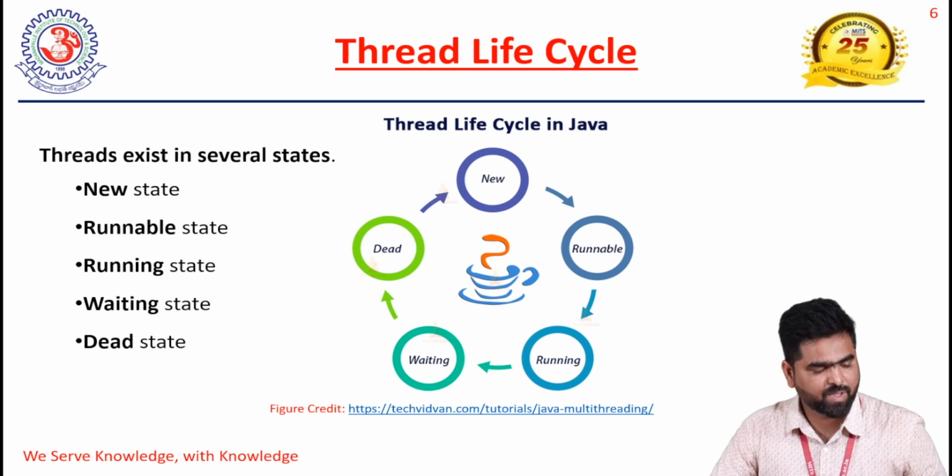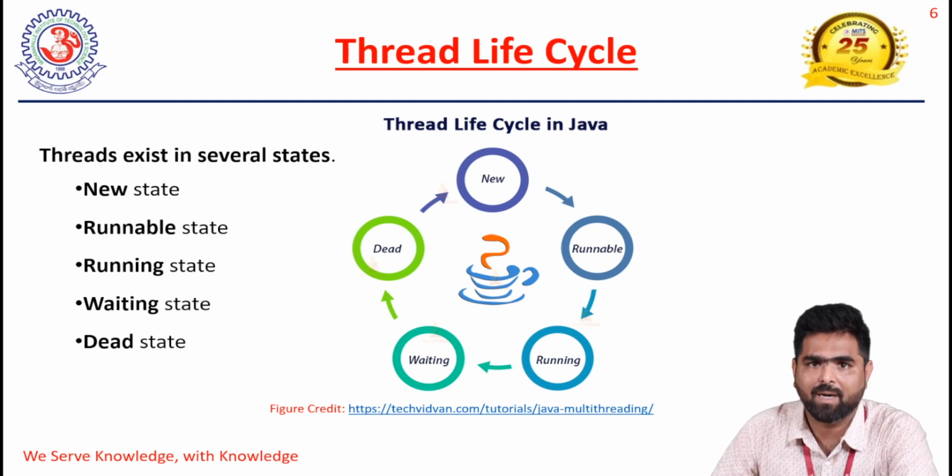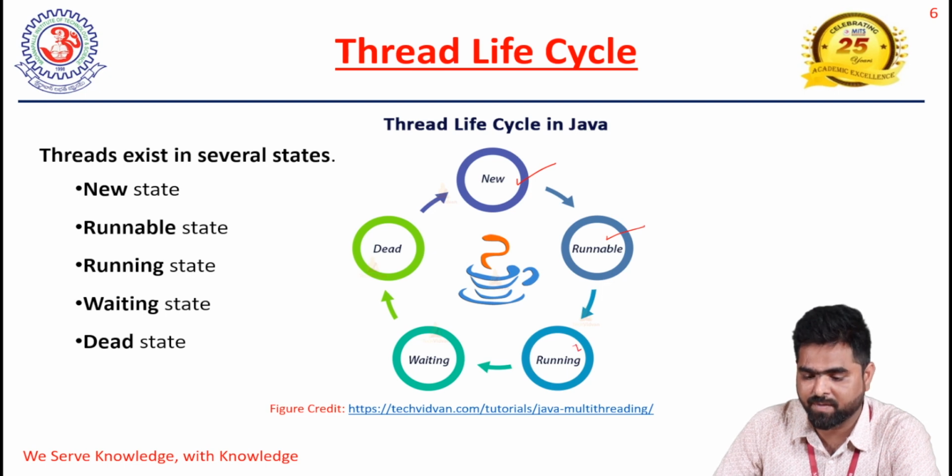Now we will move to the next topic, thread lifecycle in multi-threading. Here the thread undergoes different states in its execution life cycle. The first state of the thread is the new state. From the new state, the thread will move to the runnable state. From the runnable state, it will move to the running state. From the running state, it may go to waiting, and the next one is dead. So these are the several states a thread has.